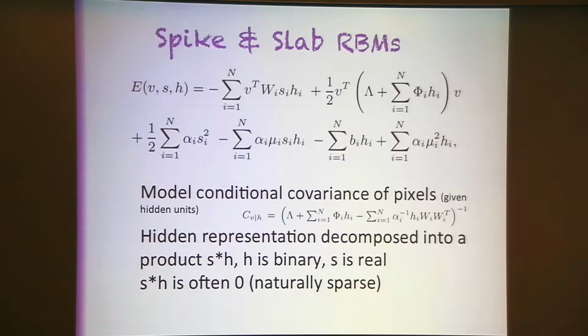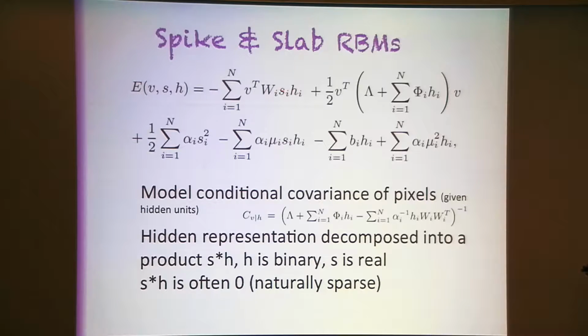It's a variant of RBM with an energy function that has visible units as usual, but where the hidden units are split into two groups: a vector of binary hidden units as usual in RBMs, but then also a vector of continuous valued so-called slab units. And the main term of the energy function is this. If you've seen RBMs and Boltzmann machines, you should recognize this as almost the same as usual, except that we have this S in the middle.